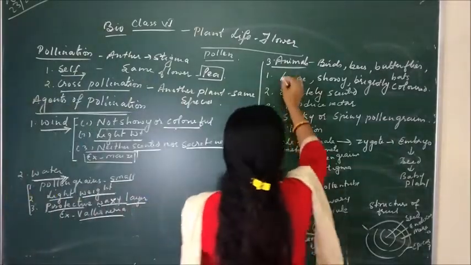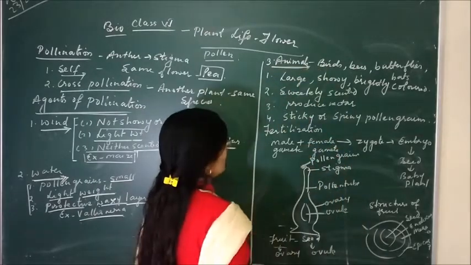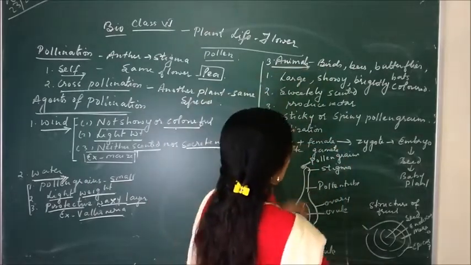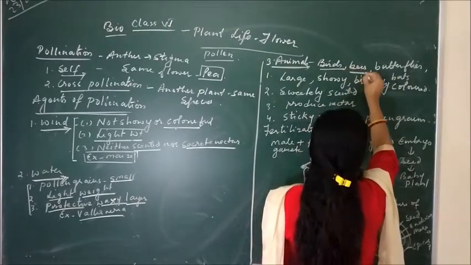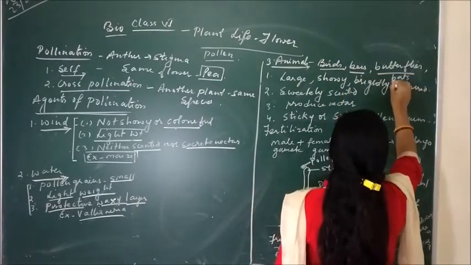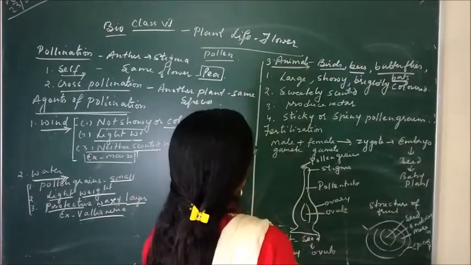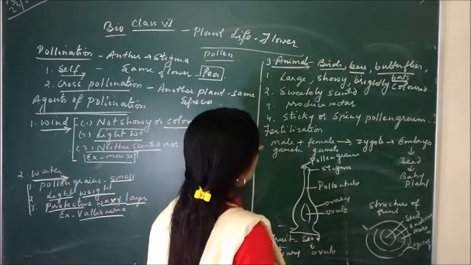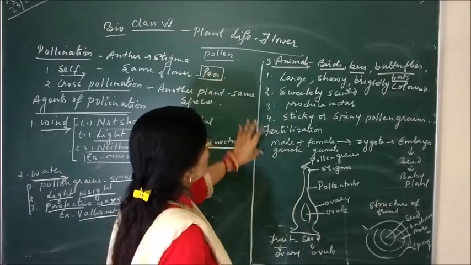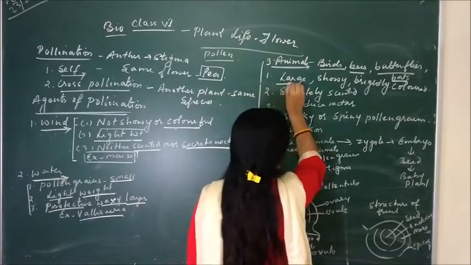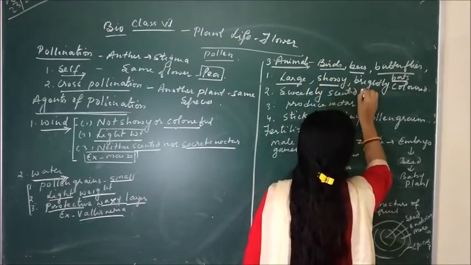Next we will study the pollination which takes place through animals. Animals help in pollination, like birds, bees, butterflies, bats and other animals. So these pollen grains are pollinated through bats, bees, birds, butterflies and so on. Their pollen grains should be large, and they should also be showy and brightly colored.